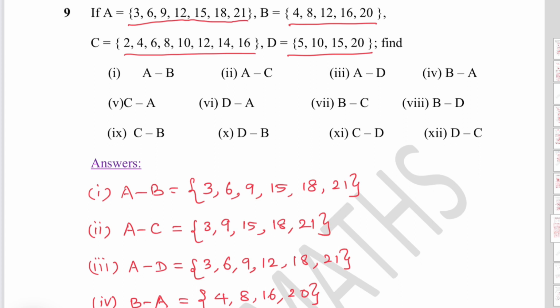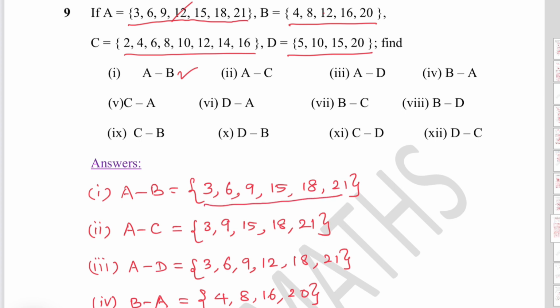So first, A minus B. A minus B means the elements in A but not in B. So we have to collect all the elements of A which are not in B. B has 4, 8, 12, 16 and 20. So 4 is not there in A, 8 is not there, 12 is there. So we can cut 12. That's all. 12 is the only element of A which is in B. Therefore you write the remaining elements of A, and you get A minus B: 3, 6, 9, 15, 18 and 21.